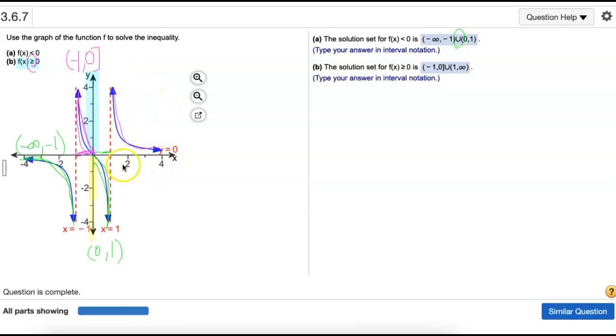And then for the next interval, x is between 1 and infinity. And then, of course, make sure that you're using the right symbol in the palette that shows up below to connect those two.